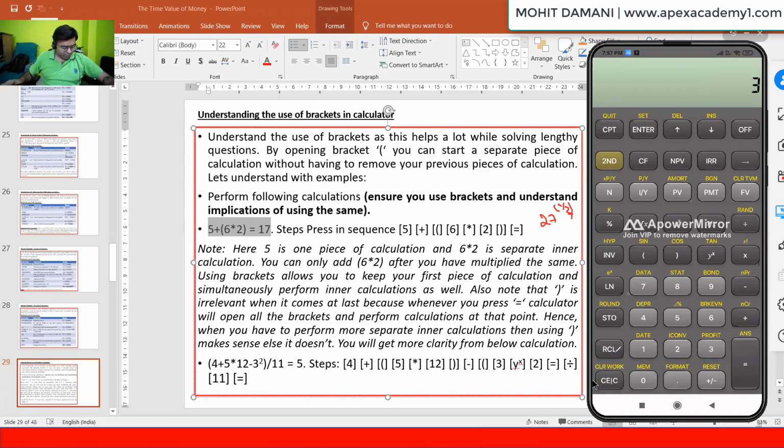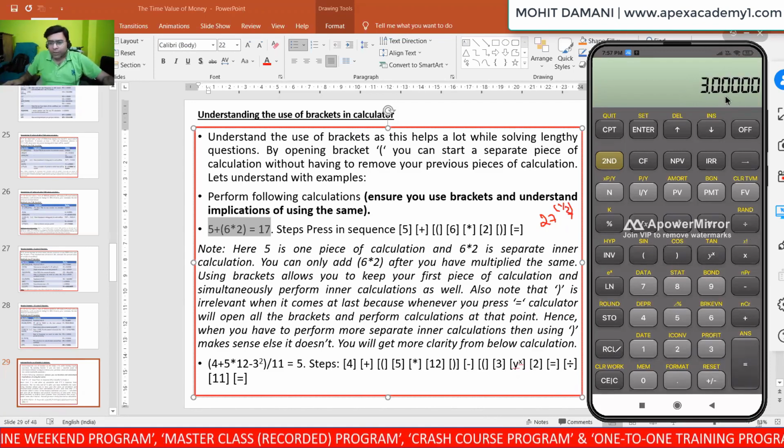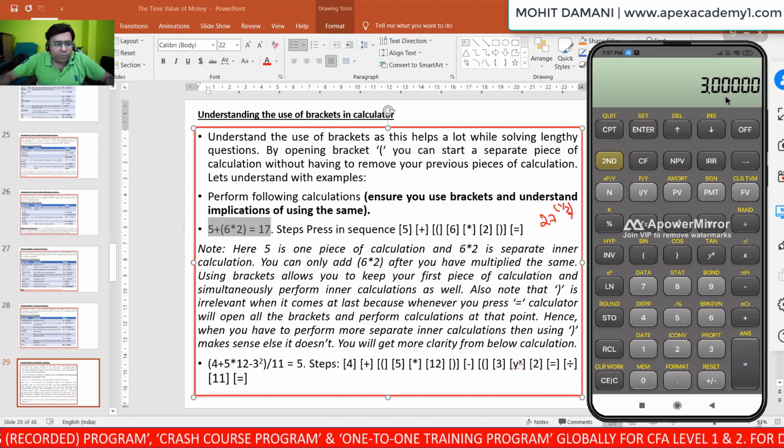27. Then I press y to the power x. If I am to do power 1 by 3, then bracket open. Now once you open the bracket, you are opening it in power mode. 1 divided by 3, equals. Then you get a 3. You can do it in this way also, right?